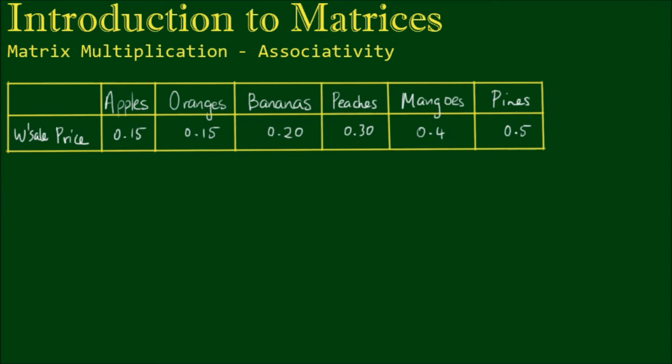Okay, so continuing our studies on matrices, let's explore the associative property for matrix multiplication. And to do that, we'll continue using our fruit stall example from our previous video.